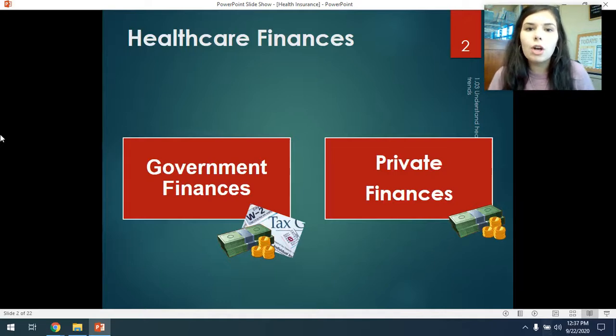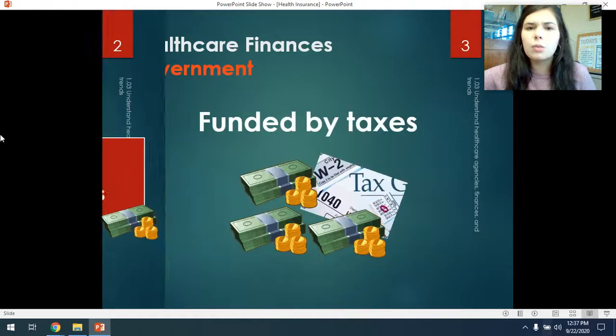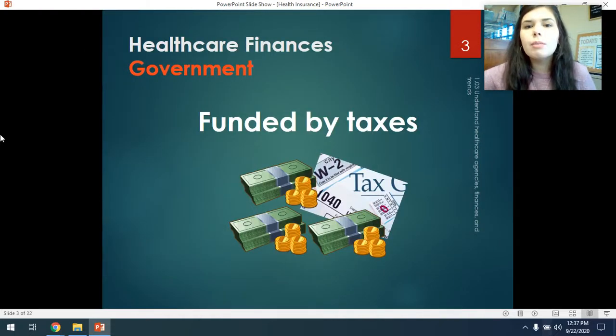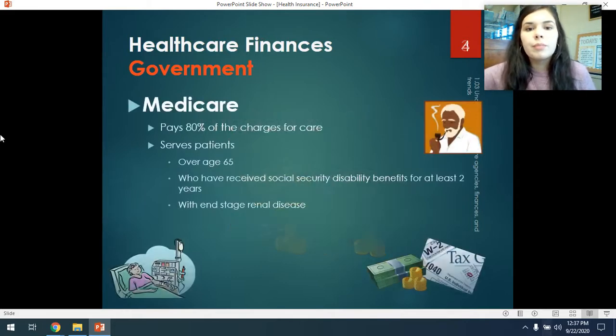So the first thing we're going to be talking about is government finances versus private finances. So what does that mean? Well, government just means that their finances are funded by tax dollars. So the taxes that we pay as citizens help to cover healthcare expenses for those different facilities and agencies that are run by the government.